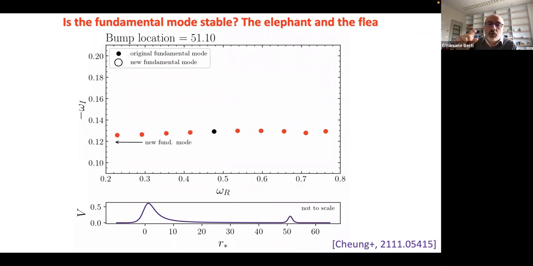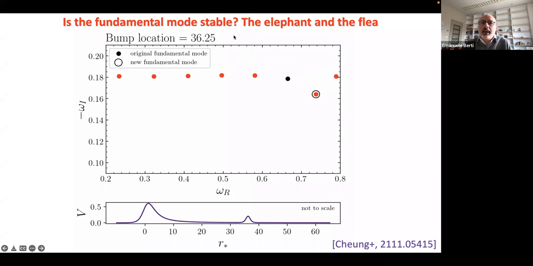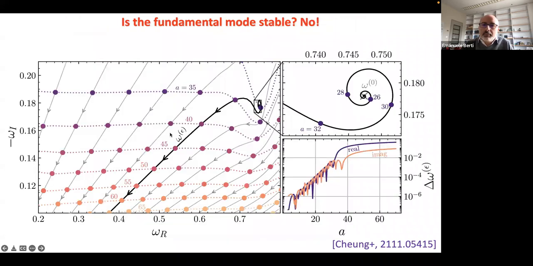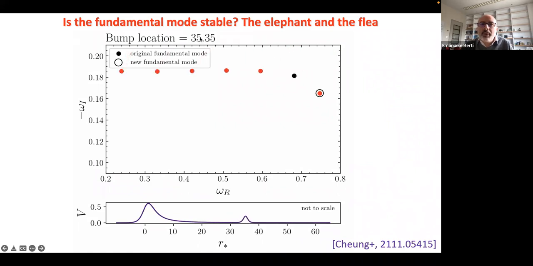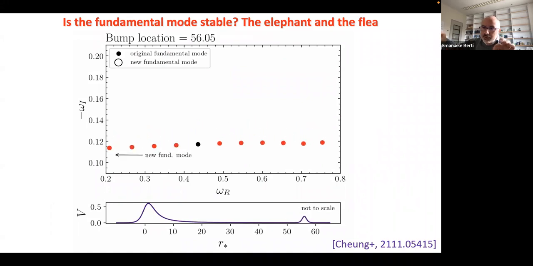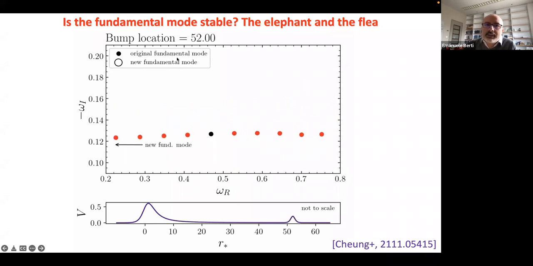Let me explain. You have a perturbation with a certain amplitude epsilon, and the bump that I have shown you here, let me go back one slide. The bump that I've shown you here, remember, is located at distance a. Now I change a. You see, I put the bump at larger and larger distance from the original bump of the gravitational potential. Now, the black mode is the original fundamental mode. It's located somewhere here, you see?